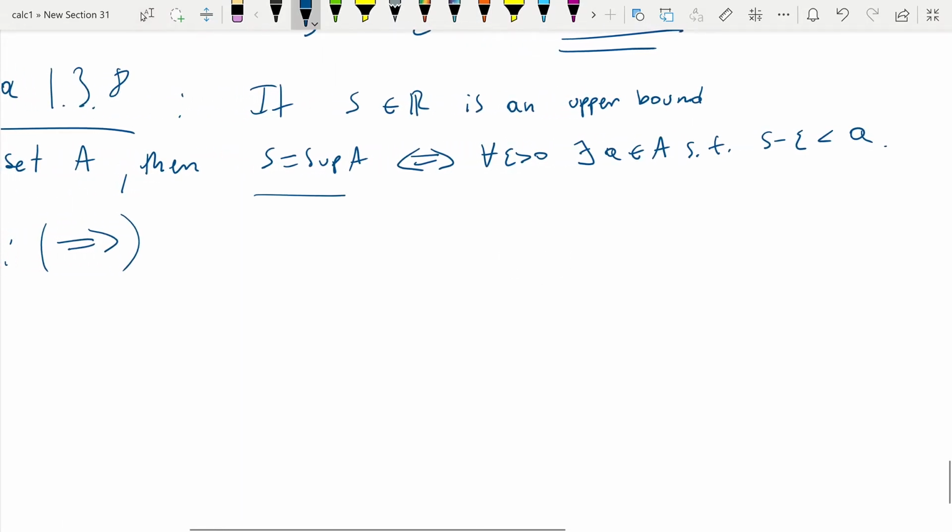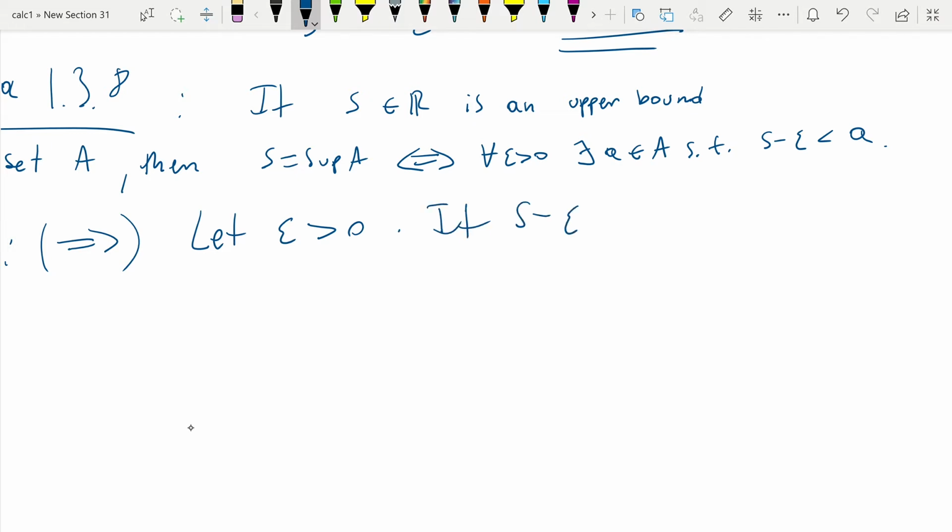Both statements here on the left and on the right share the same assumption that S is an upper bound. So given that S is an upper bound, on either side you have to show the equivalence of these two statements. So starting from the fact that S is the supremum, we must show that this statement here on the right is true. So we first let epsilon be greater than 0.